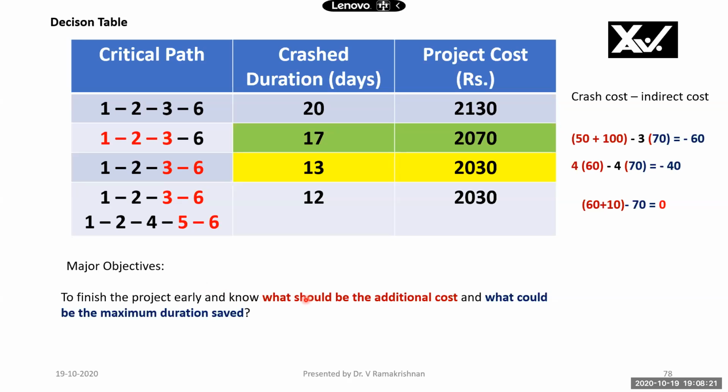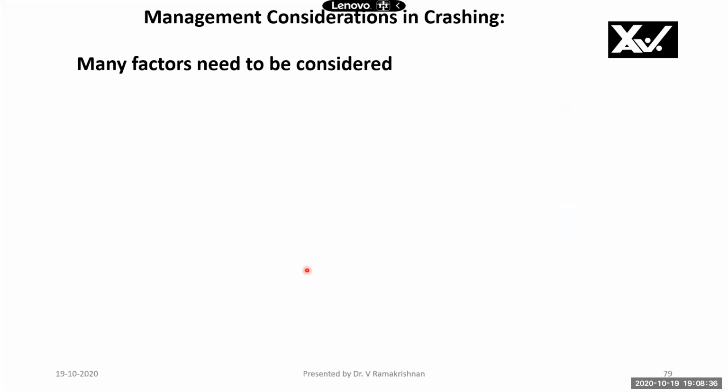Suppose I want to crash the project duration. What should I spend? What is the additional cost? Then I'll take a decision. And what is the maximum duration that I can save, so that I can talk to the customer and say that beyond that it is not possible. So negotiation is on the cards.